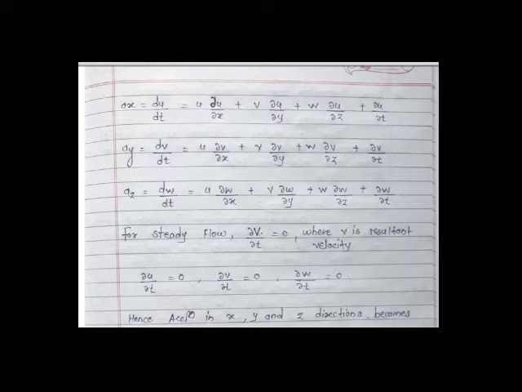Okay, so here the velocity components are u, v and w, so they must also be 0. So ∂u/∂t is equal to 0, ∂v/∂t is equal to 0 and ∂w/∂t is also equal to 0. Okay, so put all these values in the above equations.